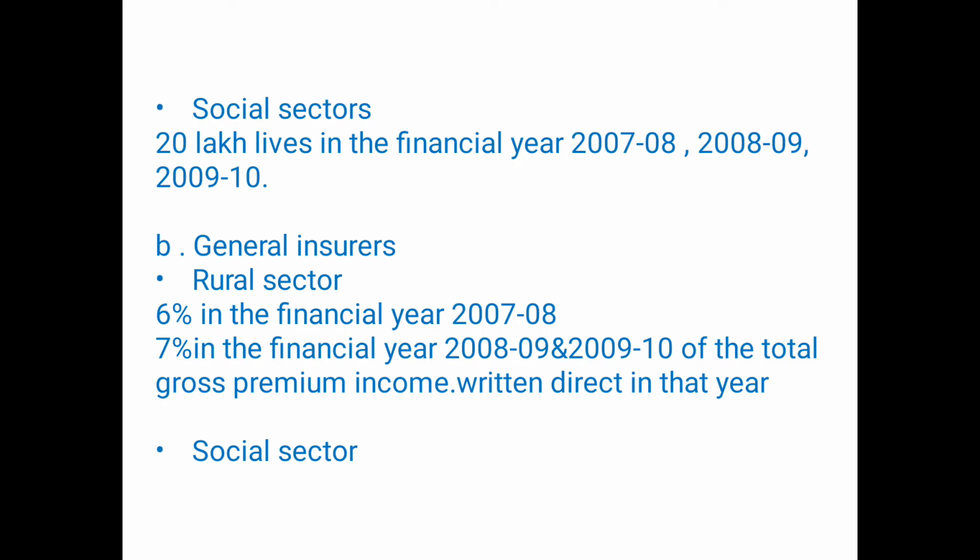For the financial year 2008-9, the obligations of existing insurers shall be increased by 10% over the number of persons prescribed for the financial year 2007-8. For the financial year 2009-10, the obligations of existing insurers shall be increased by 10% over the number of persons prescribed for the financial year 2008-9. And the obligations of insurers towards the rural and the social sectors for the financial year 2009-10 shall also be applicable in the financial years thereafter.